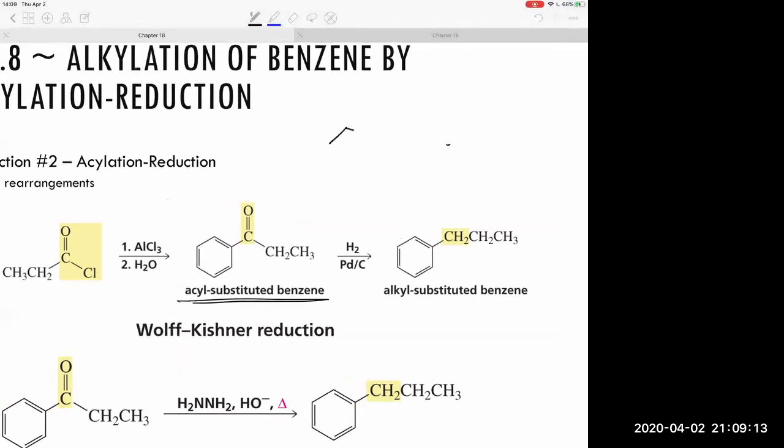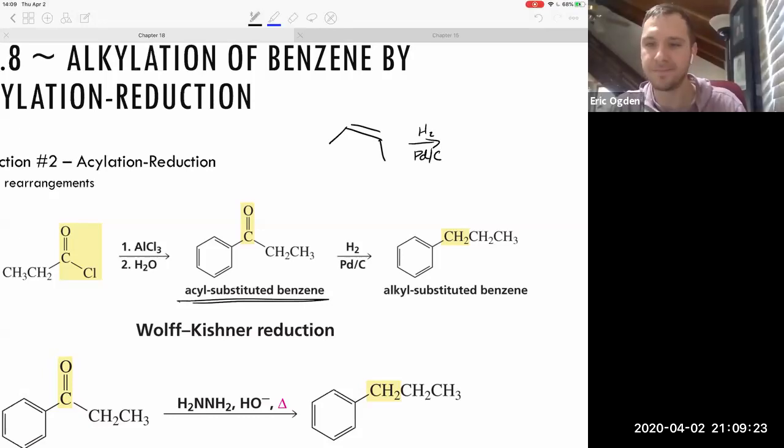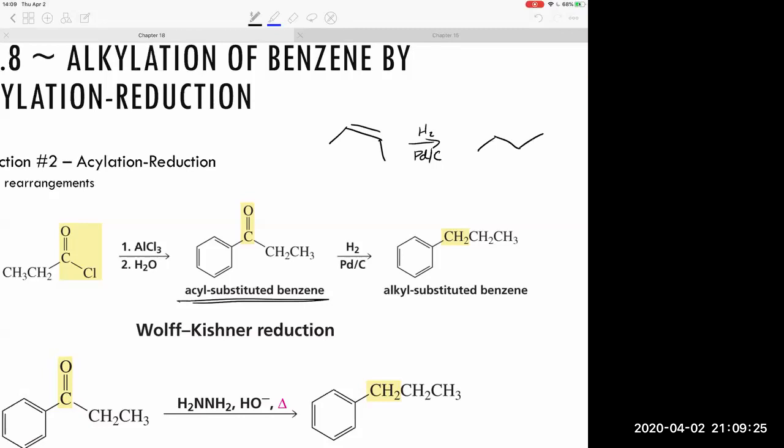Let me just note here, what would happen if we had just an alkene in the presence of H2 and our palladium catalyst? What would we get? An alkane, right? Notice that our benzene ring is not reduced by our palladium catalyst. Again, that has everything to do with the fact that benzene is just that much more stable than a regular alkene because of that aromaticity.